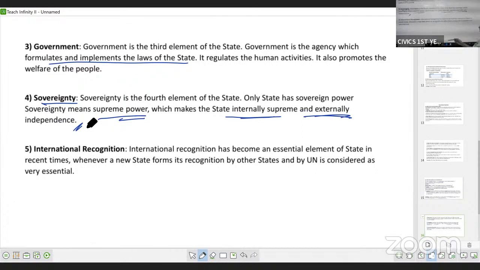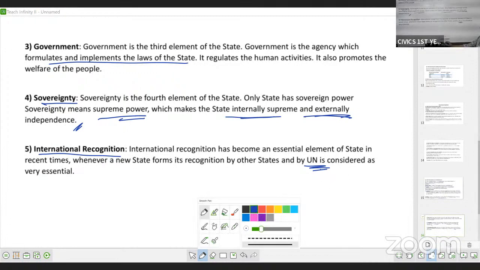If you want to write the fifth element, well and good: international recognition. What does it mean? Every state has to be recognized by the other states, and that can be done in the United Nations. The United Nations will recognize the states. So international recognition is one of the elements of the state. Like this you can write your second LAQ.